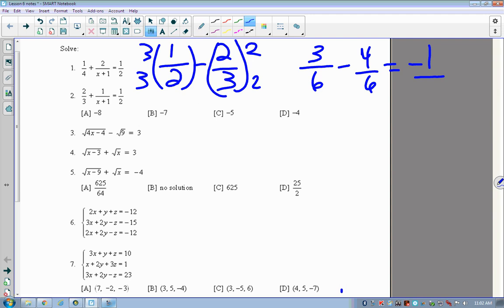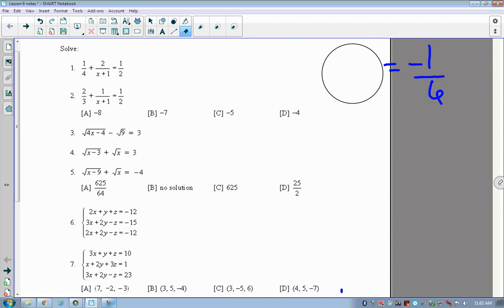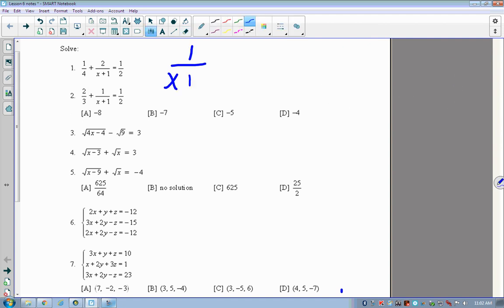Negative 1/6, right? What is equal to negative 1/6? 1 over x plus 1 is equal to negative 1/6, right? Okay. All right, what's next?